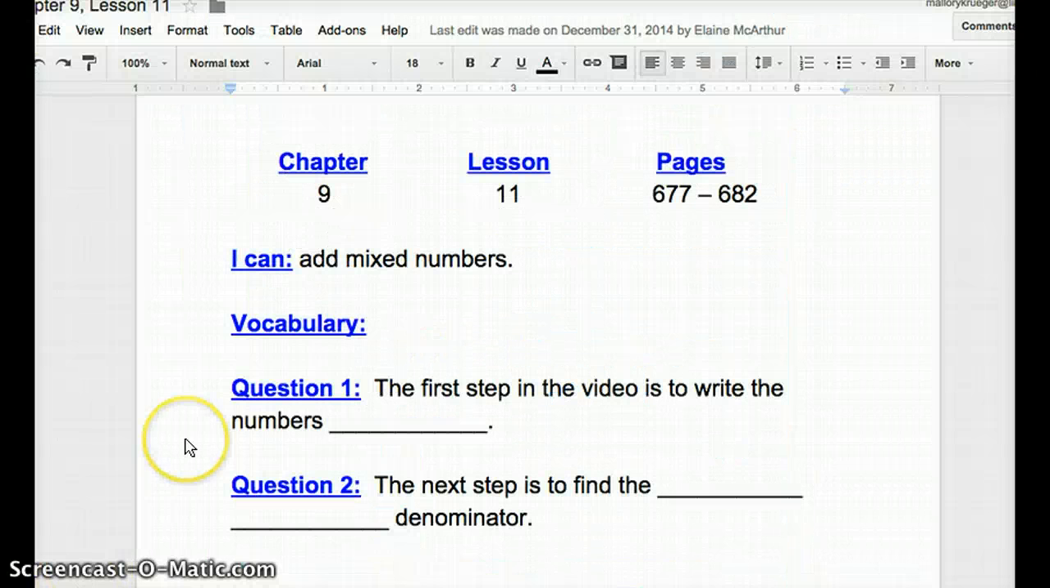All right, go ahead and look back at these two questions and answer them in the form, please.